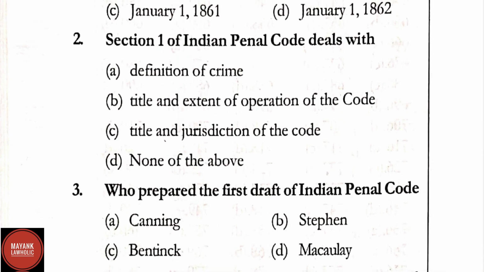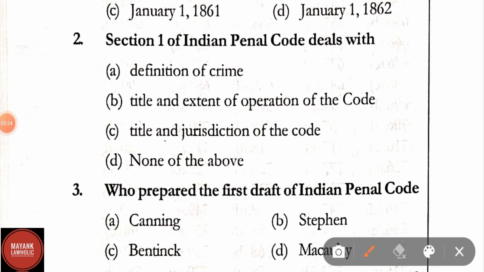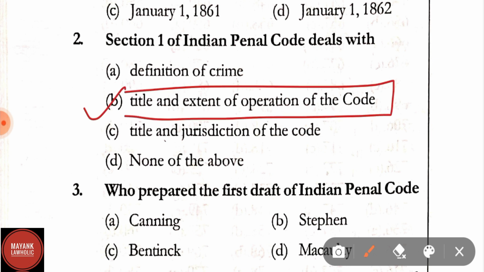Section 1 of the Indian Penal Code deals with option A, definition of crime, option B, title, extent of operation of the code, C, title and jurisdiction of the code, and D, none of the above. Correct answer is option B, that is title and extent of operation of the code.